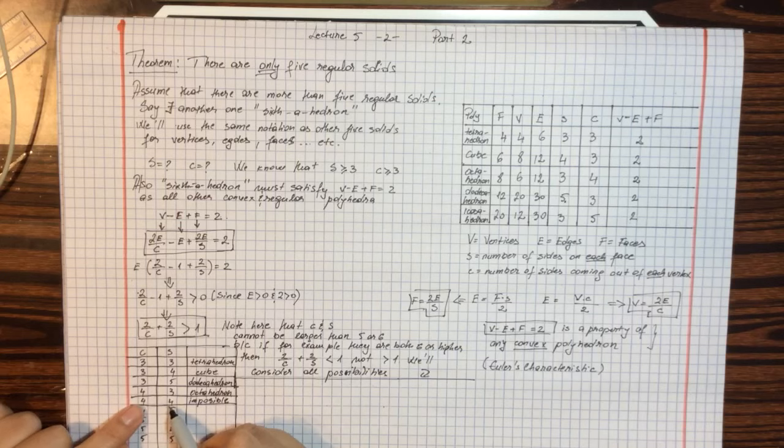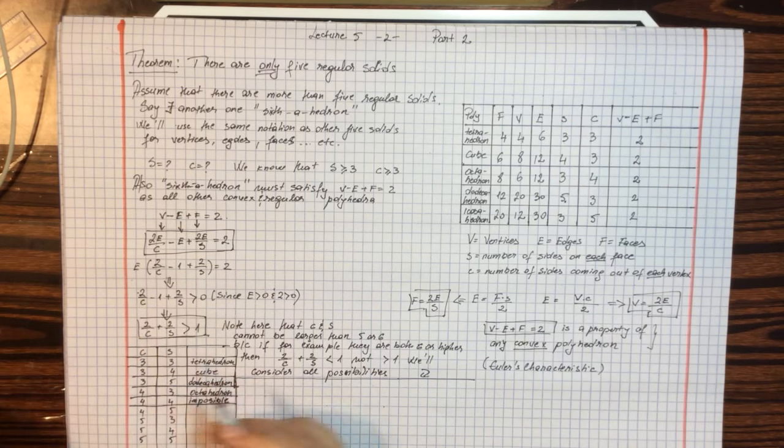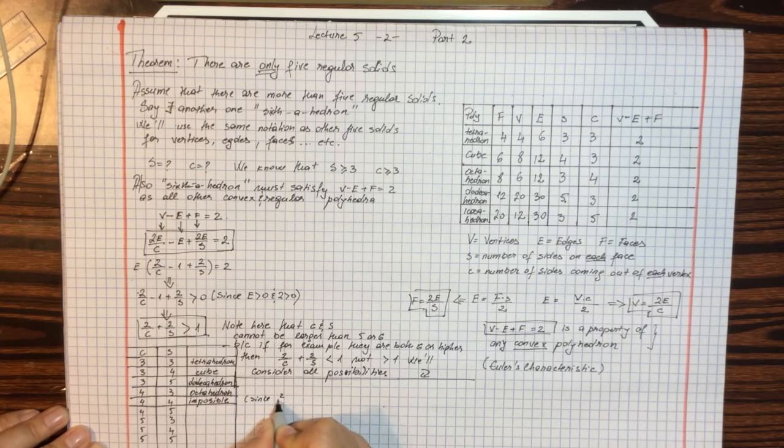Why? Because if I fit these numbers here, since 2 over 4 plus 2 over 4 is equal to 4 over 4 is equal to 1, and that is not greater than 1.